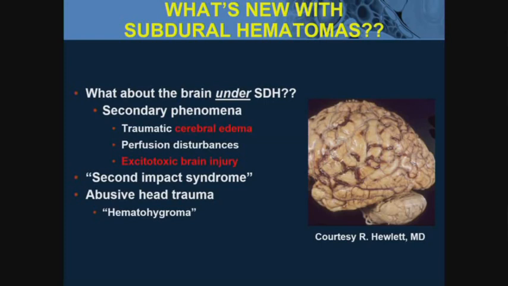So here's an autopsy case. This is one from my colleague Richard Hewlett, a neuropathologist in South Africa. You can see this patient obviously died. He had a small, thin subdural hematoma. This is a little traumatic subarachnoid hemorrhage, but look at the swollen gyri.